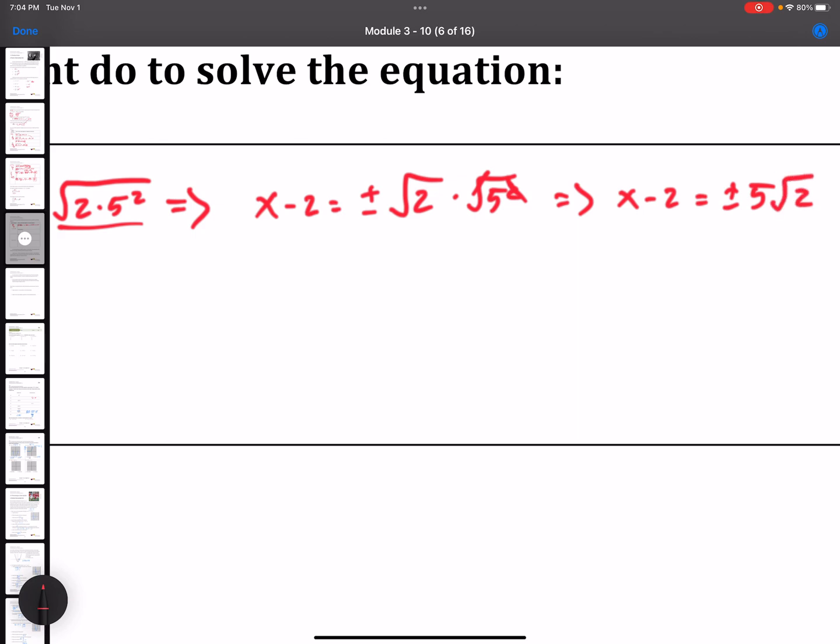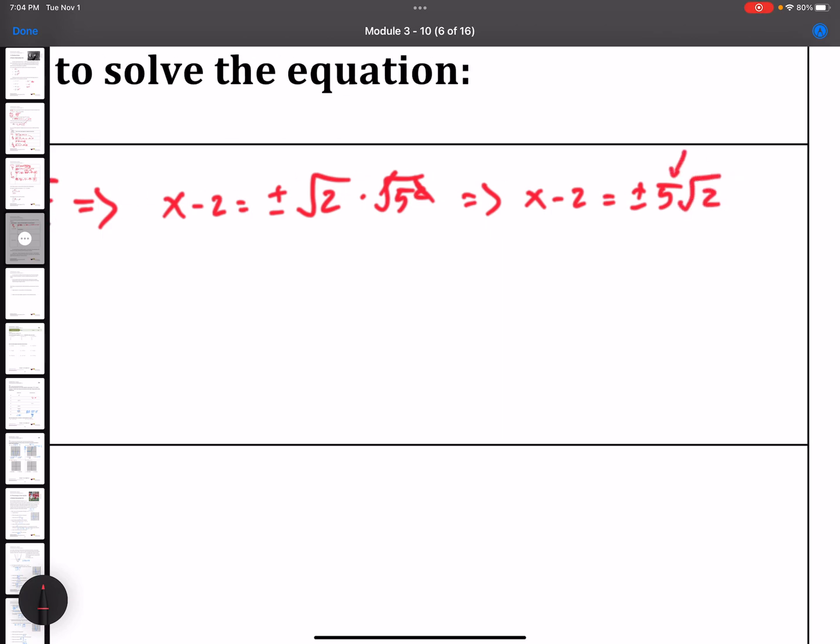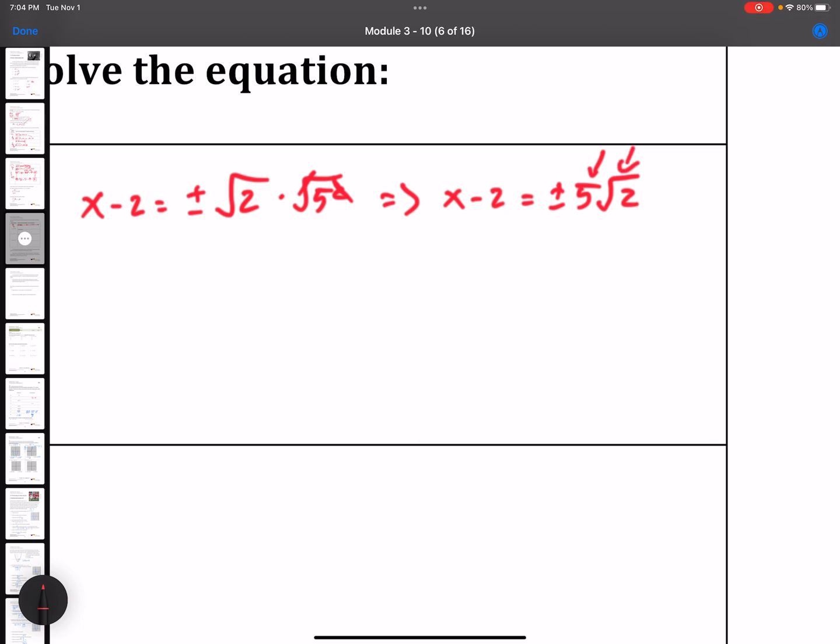Notice I'm writing my rational numbers first and then my irrational radicals second. Okay? Then finally, to solve, I will add 2 to both sides and I get x equals 2 plus or minus 5 root 2. Now that is as simplified as we will get.